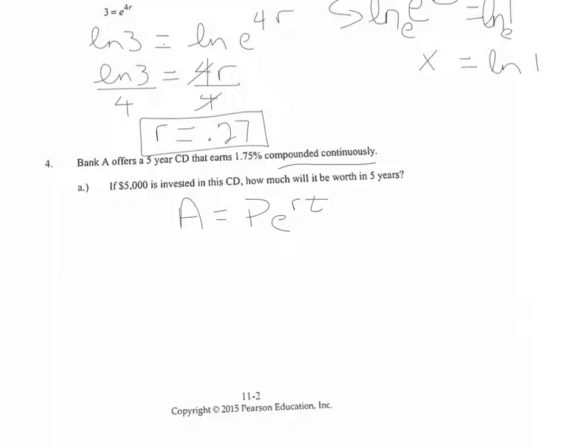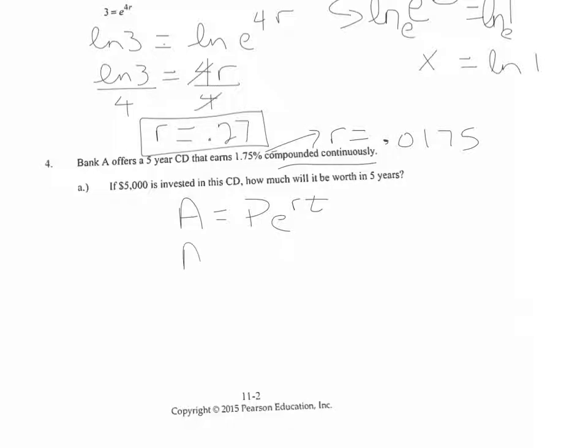And that means this 1.75% is going to go in as which letter in my formula? My r. And r is going to need to be written how? As a decimal. So make it point what? Excellent. 0.0175 is my r. Now, I look at the next part and I see the number 5,000. Is that an A or is that a P? That's my P, isn't it? Because that's how much I'm investing.